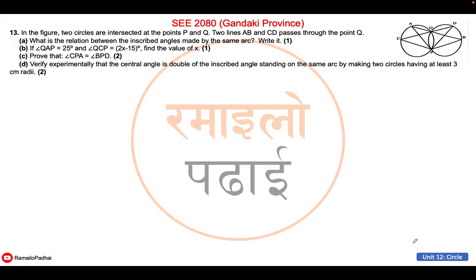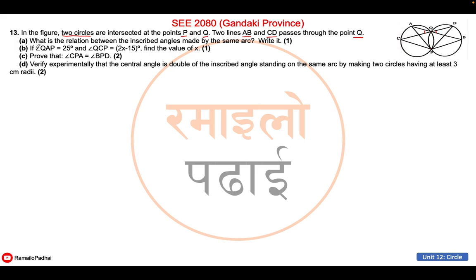Today we are going to solve a question from Unit 12 Circle that was asked in SEE 2080 at Gandaki Province. The question says that in the figure two circles intersect at points P and Q. Two lines AB and CD pass through the point Q, so that these two angles are vertically opposite.